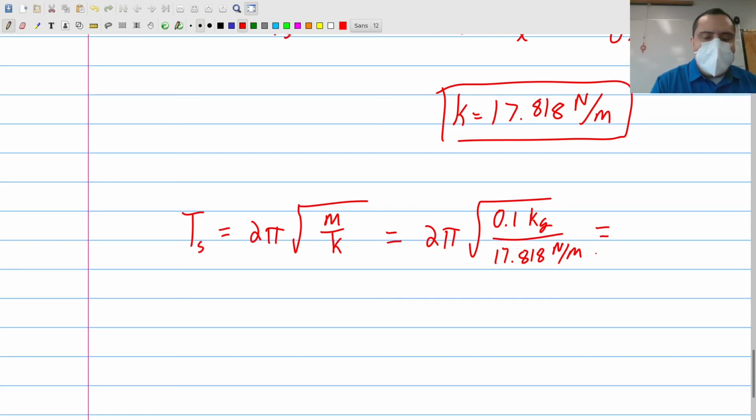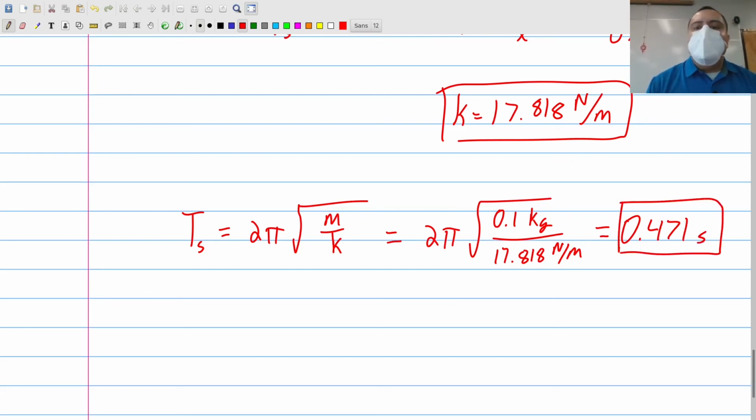That can't be right. Let's try that again. 2 pi times the square root of 0.1 divided by 17.818. And I get 0.471 seconds. So it should take just barely under half a second for it to bounce around. Let's go see if that works.